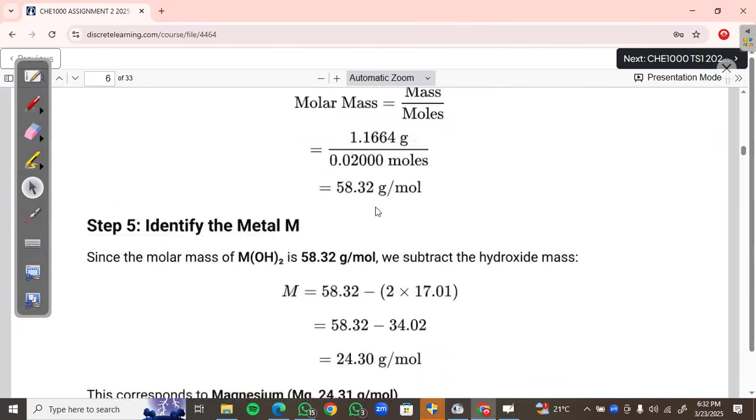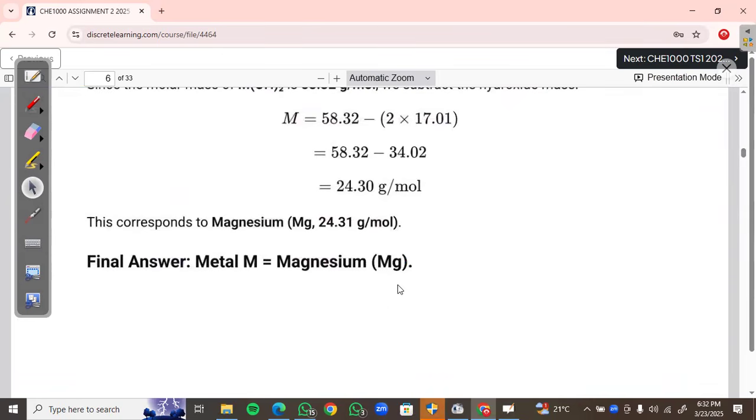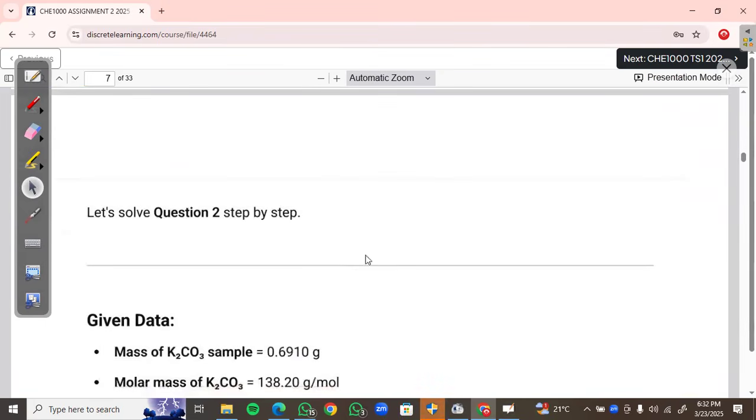These, just like I was explaining, identify the metal, it's magnesium. You go to question 2, just like that.